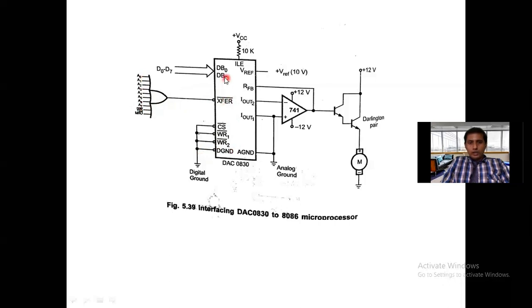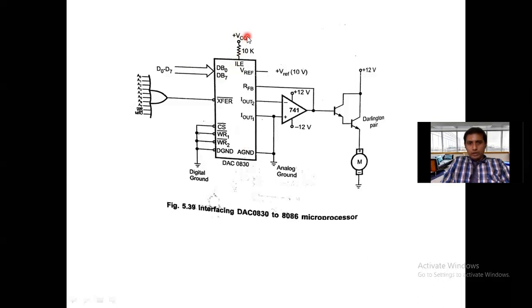The DAC is a device that takes digital data from the processor. In this particular example, without the 8255, straight away D0 to D7, the lower byte data lines of the processor, are connected to DB0 to DB7, or DI0 to DI7. Both are the same digital bits of the DAC. So the DAC receives 8 digital bits from the lower byte of the processor. Then ILE, what is ILE? It is the input latch enable. This ILE should be connected to VCC, high.